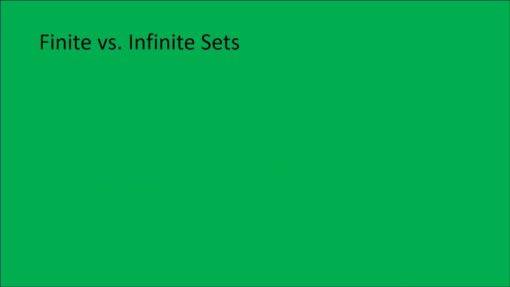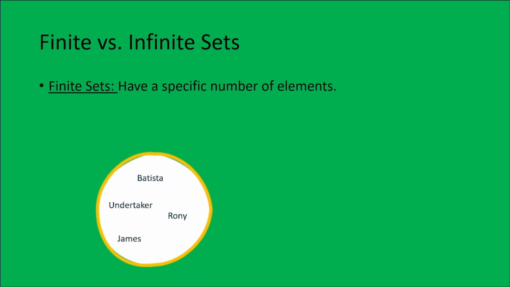Moving on to another very important concept: being able to differentiate between finite and infinite sets. A finite set is a set that has a specific number of elements. It has 4, it has 5, it has 100, it has thousands. This is a finite set, and here is an example. We have the WWE set, where we have Batista, Undertaker, Ronnie, and James. We have 4 elements inside of the set. Now, infinite sets are sets that go on forever. They don't have a specific number, they are never ending. Here is an example: the set of natural numbers and the set of integers.